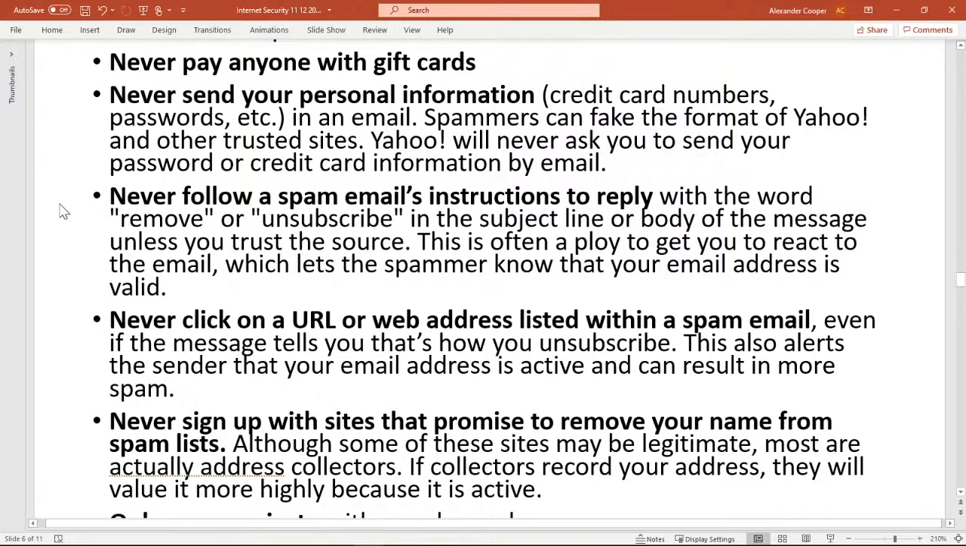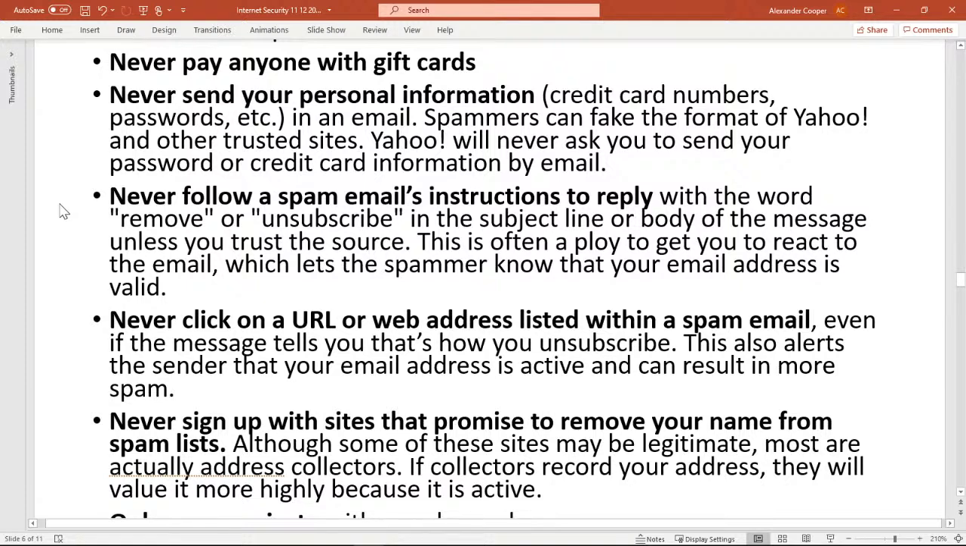Spammers can fake the format of Yahoo and other trusted sites, so be aware of that. Never follow a spam email's instructions to reply with the word remove or unsubscribe. Now, if you know it's legitimate, let's say you went to a grocery store or a restaurant and they said, hey, you want to sign up for our newsletter, we send out coupons, sure. If you know that you signed up for that newsletter, you can go to the bottom and say unsubscribe or just remove, and that'll stop that.